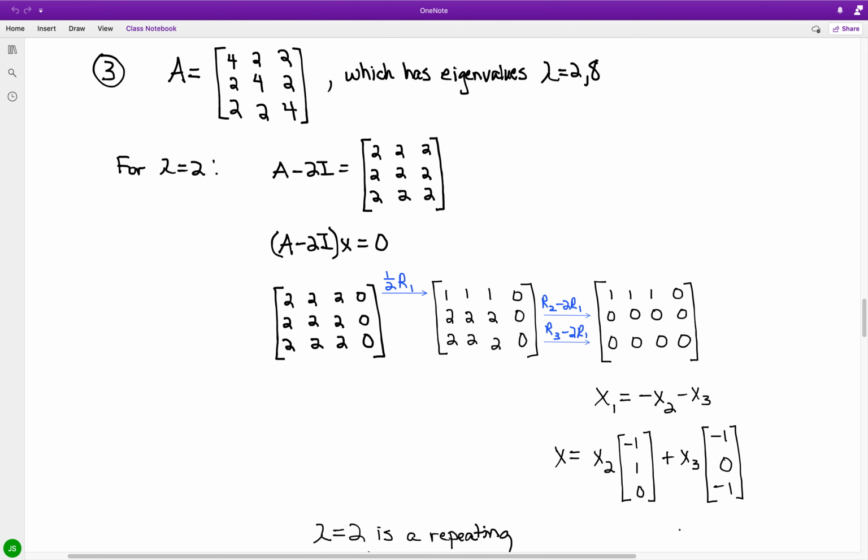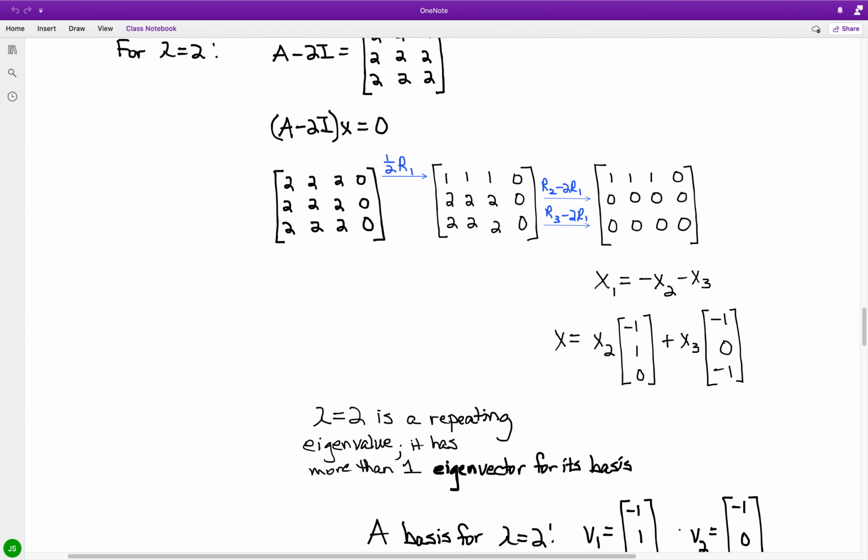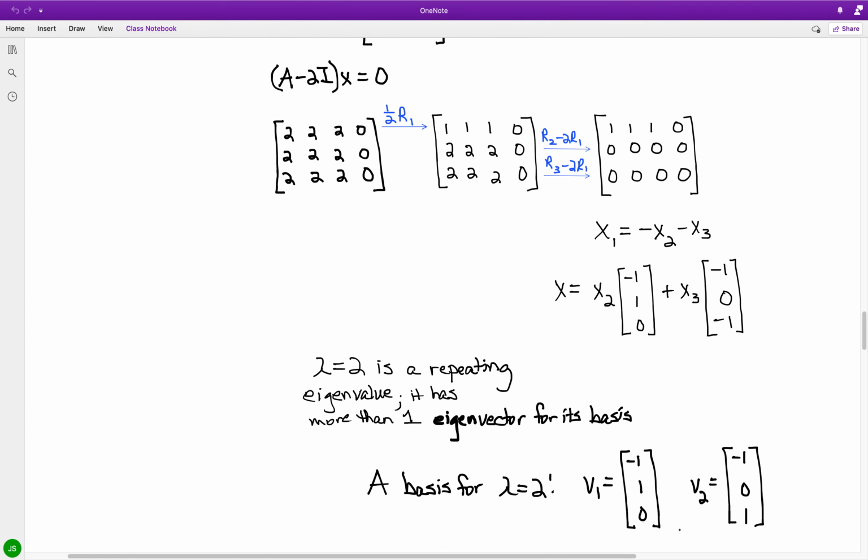Now for this particular case, 2 is going to be a repeated eigenvalue. What I mean by this is that it has more than one eigenvector for its basis. As a basis for the eigenvalue lambda equal to 2, from x2 and x3, we can say that the first eigenvector is negative 1, 1, 0, and the second eigenvector is negative 1, 0, 1. So you have two eigenvectors from this one eigenvalue of 2.